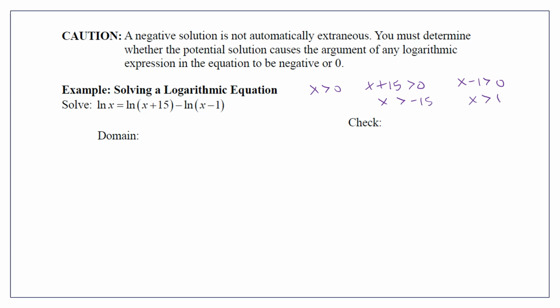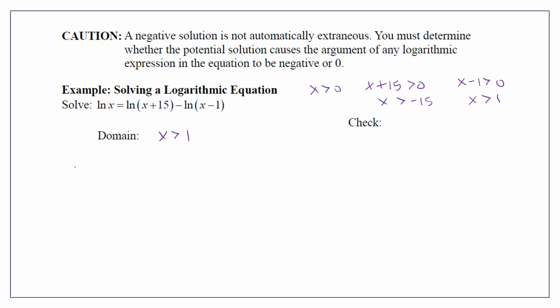Okay, so we now want to identify the domain. So the first natural log, x has to be greater than 0. The second one, x has to be greater than -15. And the third one, x has to be greater than 1. So we're going to use x has to be greater than 1 because the other two will be satisfied by it. So x has to be greater than 1 because then the first natural log will exist, the second natural log will also exist, and then the third obviously would exist.